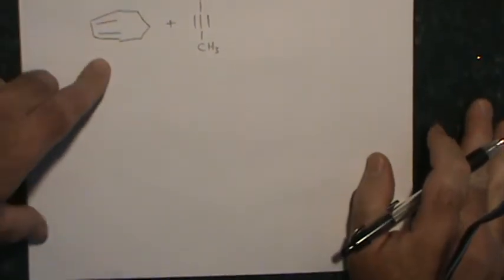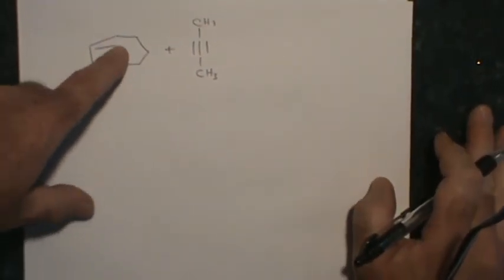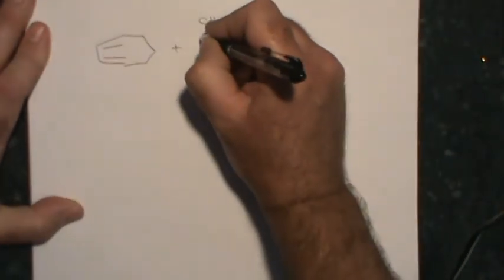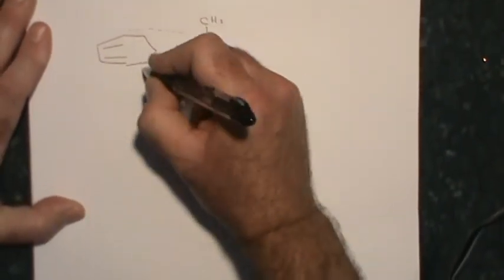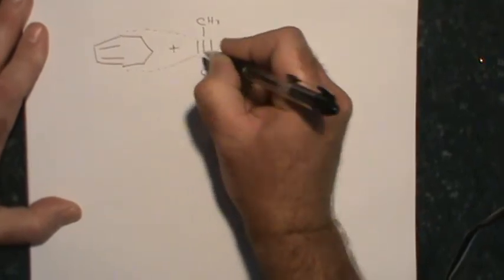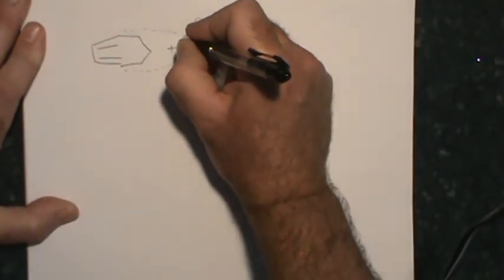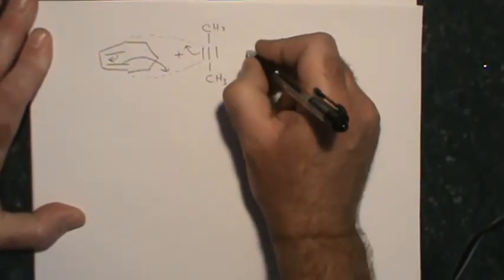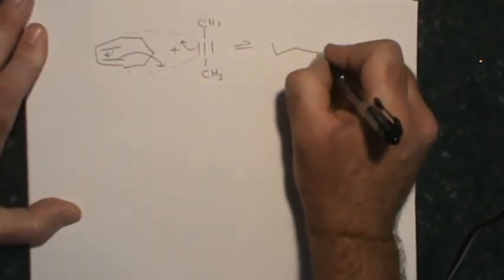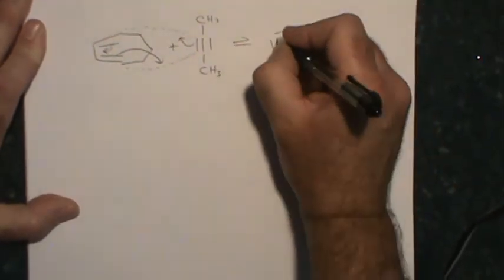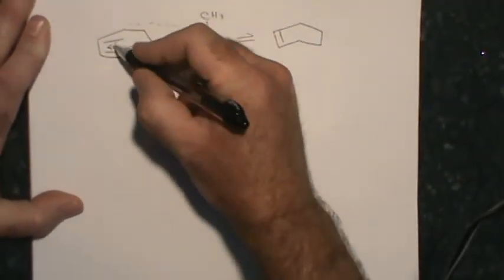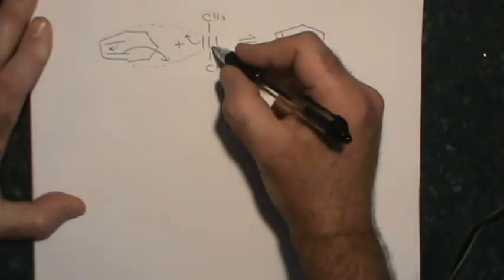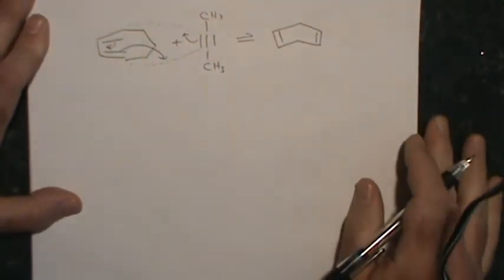Here I have a much larger ring. It's a seven-membered ring, but I have that conjugated diene in there. That's the key part. And my dienophile in this case is going to be this alkyne. I'm going to make a six-membered ring. And there it is, and there's the new pi bond, which develops when those pi electrons move over there. Because I started with an alkyne, I still have a pi bond over here.